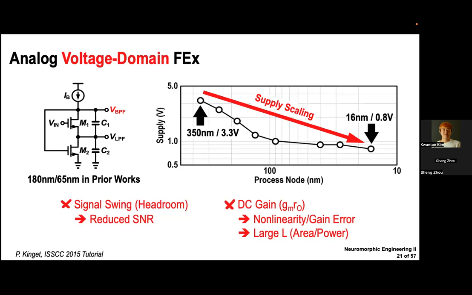If our DC gain is reduced, it leads to nonlinearity and gain error in, for example, a bandpass filter transfer function. To mitigate this issue, we need large lengths in transistors. However, this leads to area and power penalties.